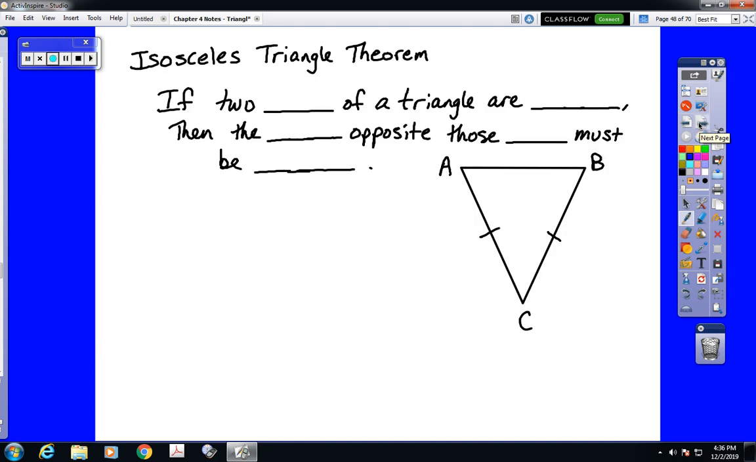Now, this leads us into what is called the Isosceles Triangle Theorem. And this is worded as if we don't have the vocab that we just put in place. So I will explain it again in words after I fill in these blanks. If two sides of a triangle are congruent, in other words, if the triangle is isosceles, because it has two congruent sides, then the angles opposite those two congruent sides must also be congruent.